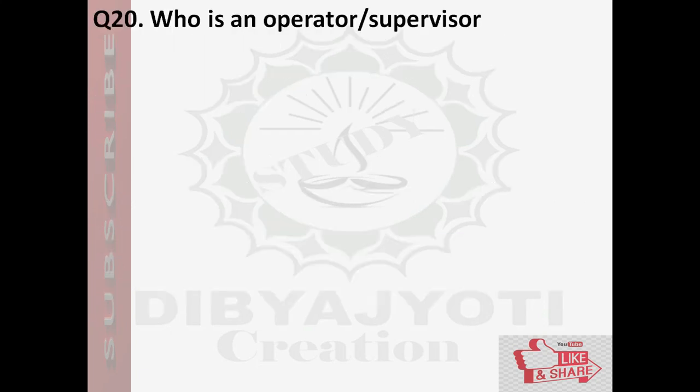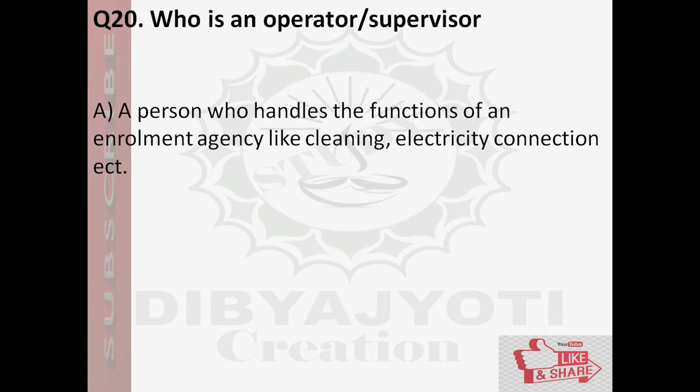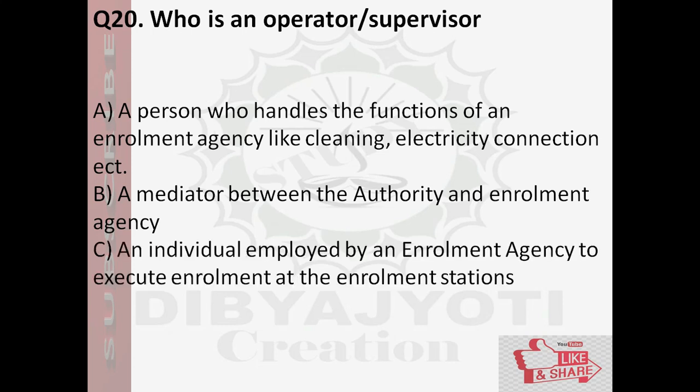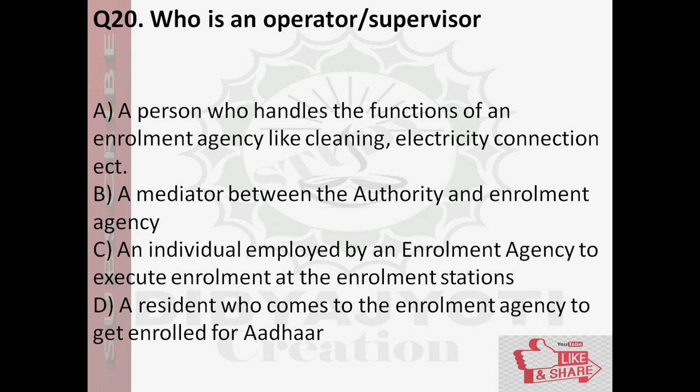Next, who is an operator or supervisor? Option A, a person who handles the function of an enrollment agency like cleaning, electricity connection, etc. Option B, a mediator between the authority and enrollment agency. Option C, an individual employed by an enrollment agency to execute enrollment at the enrollment stations. Option D, a resident who comes to enrollment agency to get enrolled for Aadhaar. And answer is option C, an individual employed by an enrollment agency to execute enrollment at the enrollment stations.